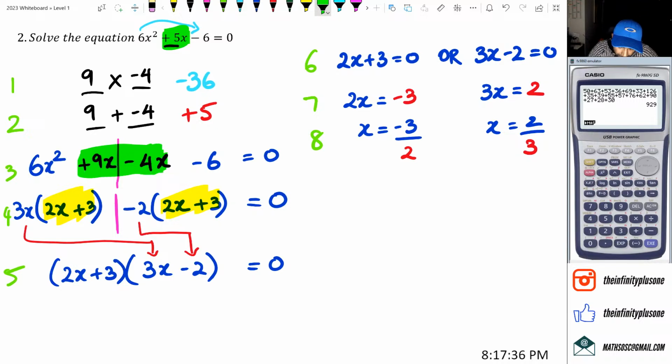So if you look at the green part that I've highlighted, that's positive 5x, because 9x minus 4x is 5x. All I've done is take the quadratic and rip apart the 5x into 9x and minus 4x. And to do that, I do line number 2 first, because that's going to tell me how I should separate that middle term. Once I separate the middle term, then I can factorize the first 2 terms and the last 2 terms.